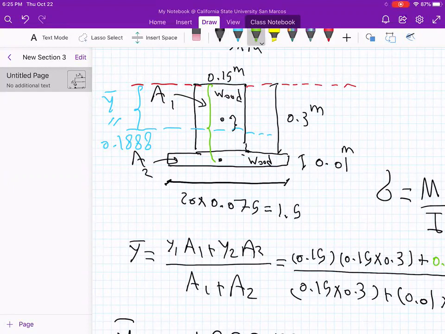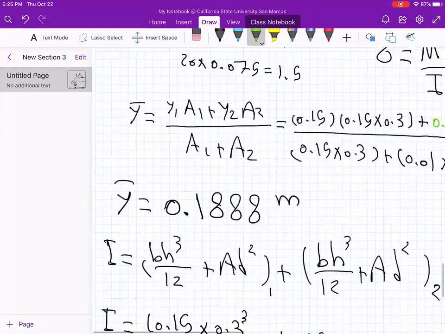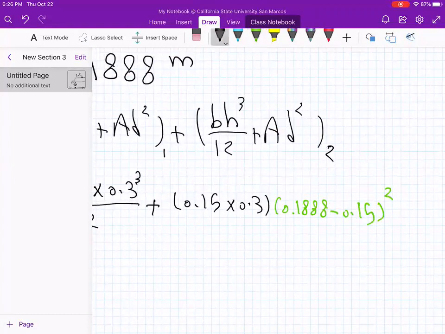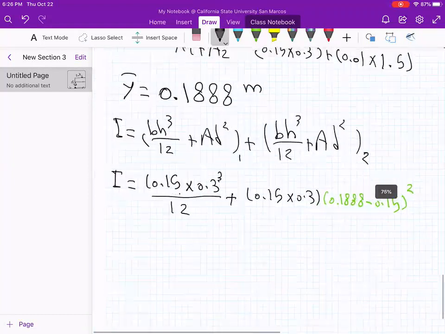So to find this, we need this distance minus this distance, right? Do you agree? So 0.188 minus 0.15, okay? Let's fit this color. This is for area 1. Now let's do the second.